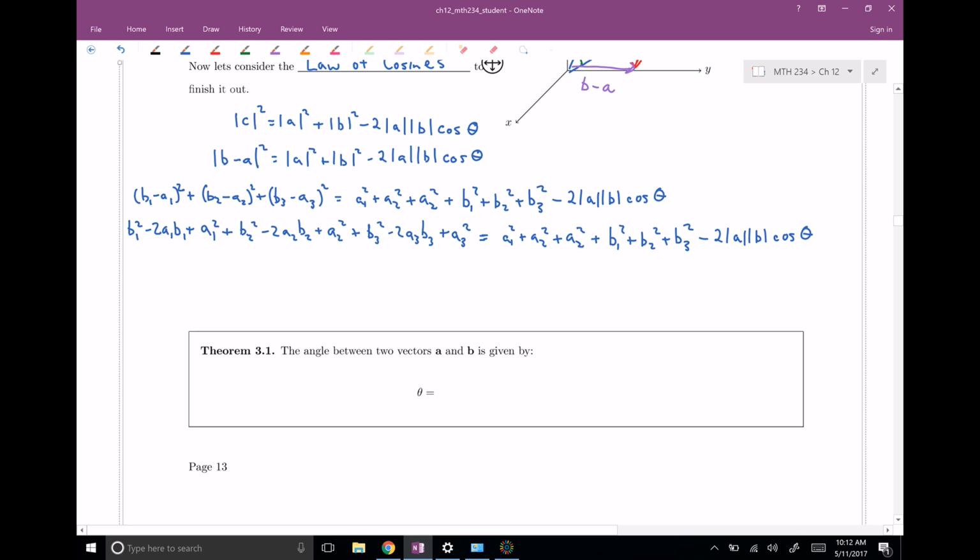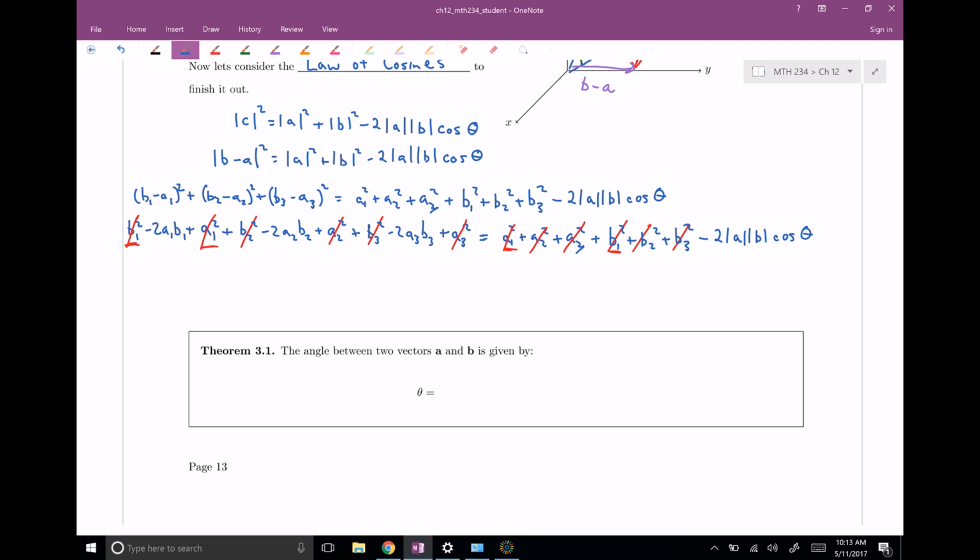Okay. My goodness. What on earth are we doing here? We were trying to solve for theta again. Well, notice now that we have a B1 squared here, and we have a B1 squared here. A1 squared here, A1 squared here. Boom, boom. We have the B2 squared, B2 squared. We have the A2 squared, A2 squared. We have the B3 squared, B3 squared, A3 squared, A3 squared. Sorry, I guess I have a typo there. A3 should be this one. There we go. So we actually get a surprising amount of cancellation here.